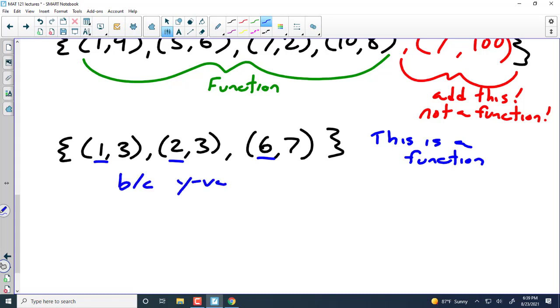because y values can repeat in a function. It is okay for the y values to repeat, just not the x values. So don't let that mess you up. Because you don't want to just think, oh, if it's a repeat, we're done. It's over. It's not a function. No. If the x values repeat, it's not a function.